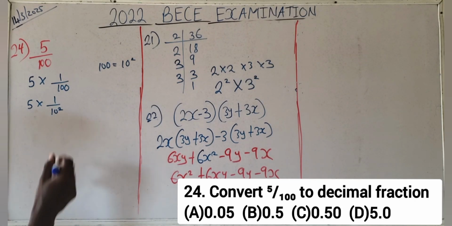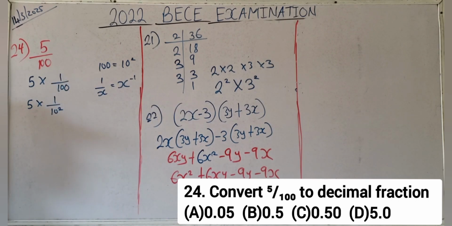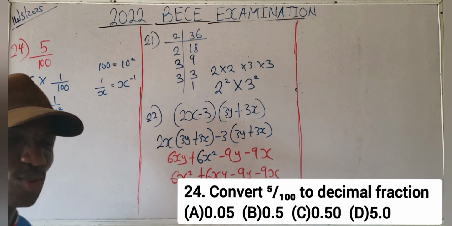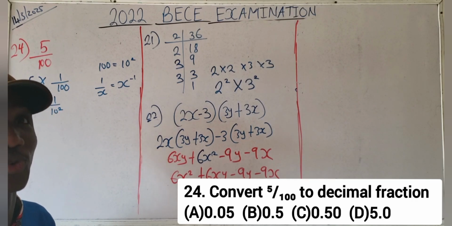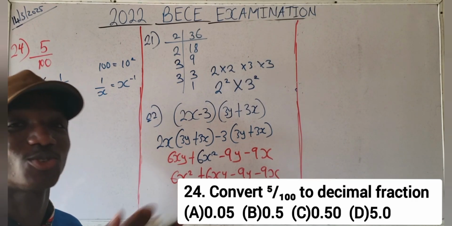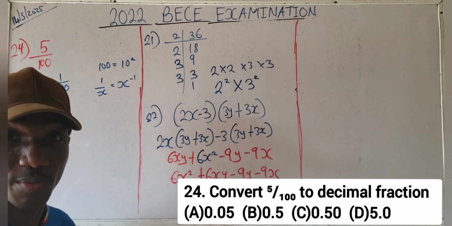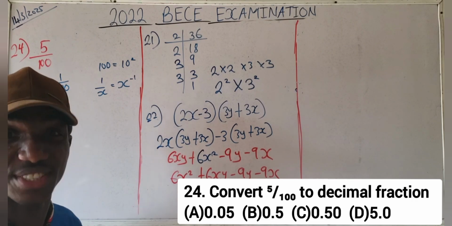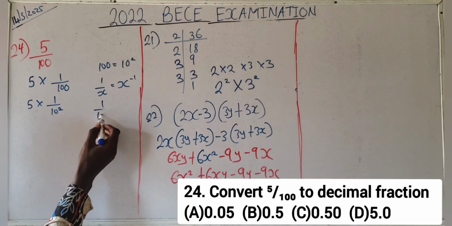And according to the law of indices, 1 over x is always written as x raised to the power of negative 1. And let me tell you, you can use your calculator if you are permitted to use a calculator in your BECE exam. Because this is an objective question, you can use your calculator. I'm just trying to show you the way without using a calculator, but if you are in exam mode, you can use it because it's not against the rules of the exam.